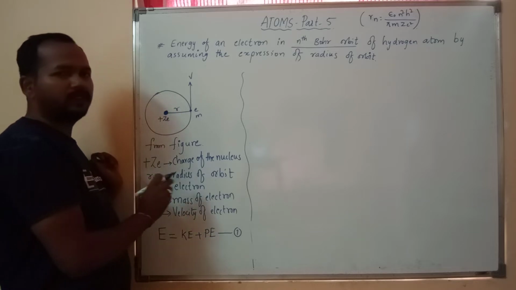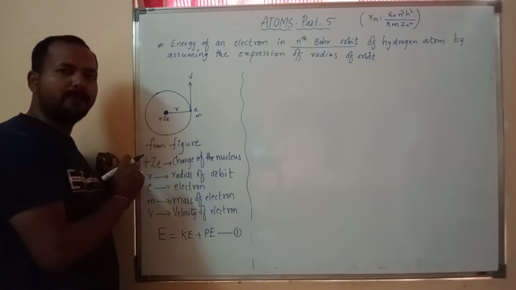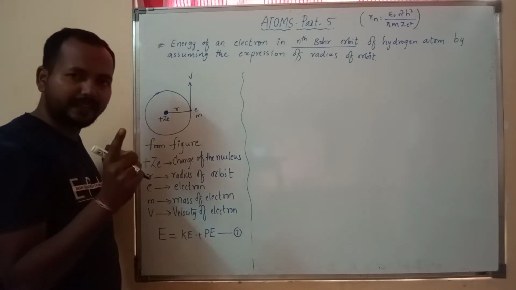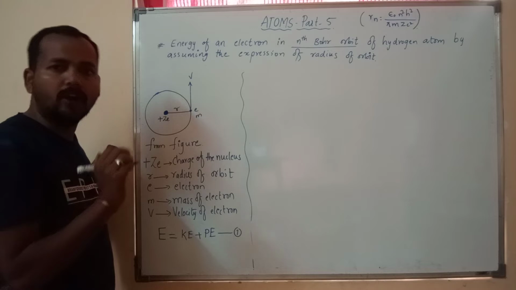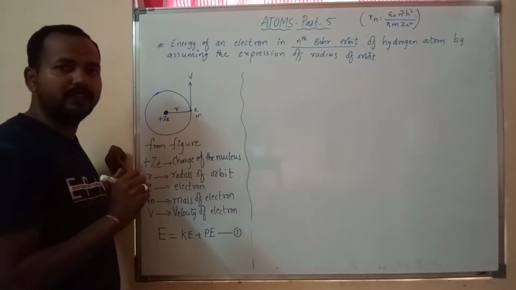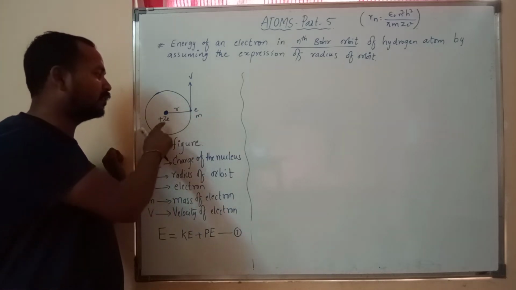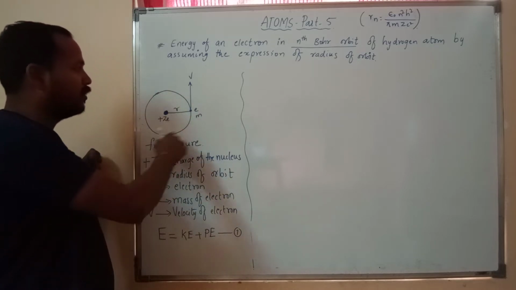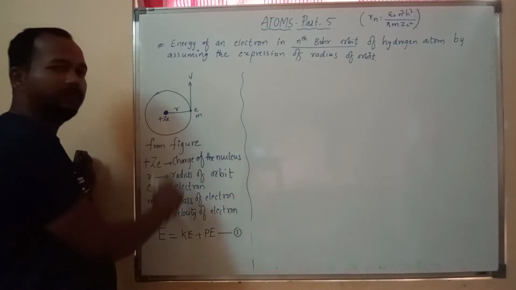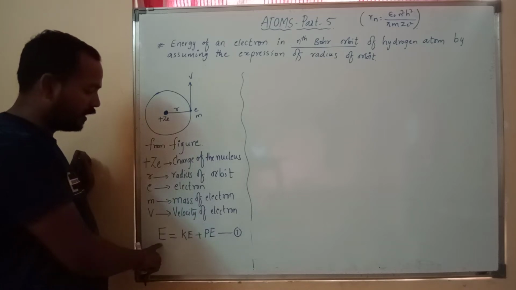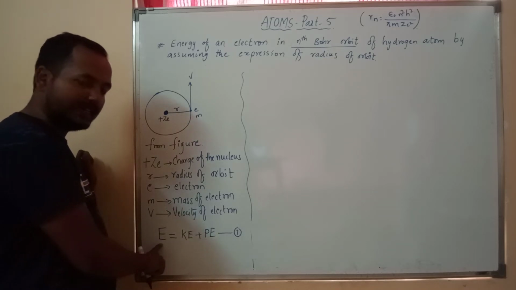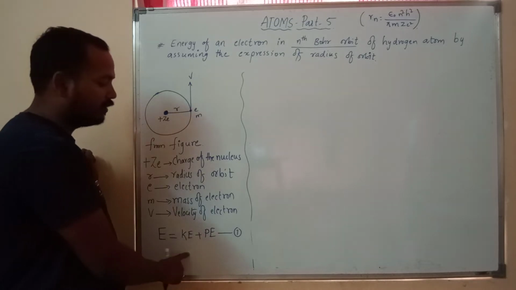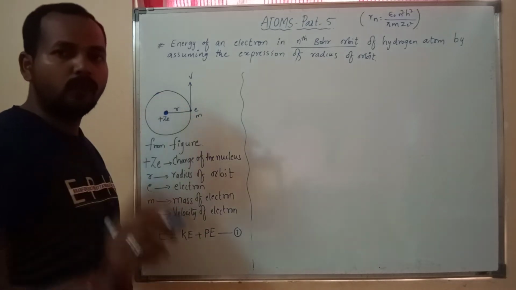Now, when an electron revolves in an orbit, it possesses two energies. First one is kinetic energy due to its motion in the orbit. Second one is potential energy due to the presence of charge on the nucleus. So the total energy of this electron which is revolving in this orbit with a velocity v is given by the equation E is equal to kinetic energy plus potential energy. I will call this equation number 1.